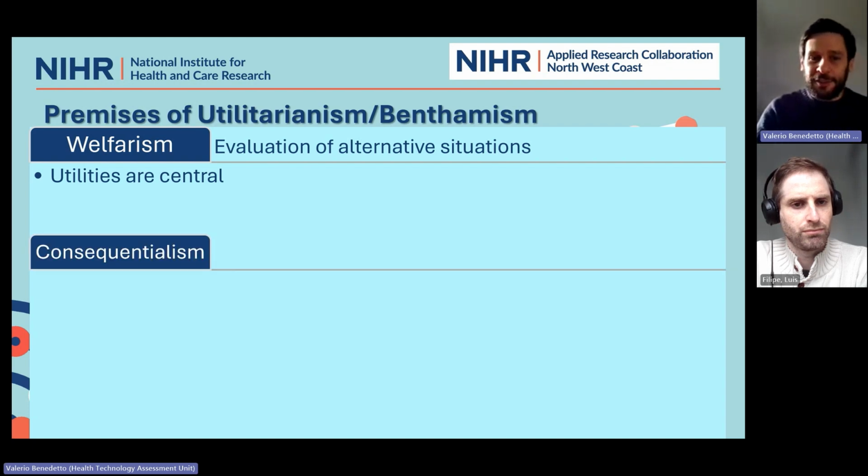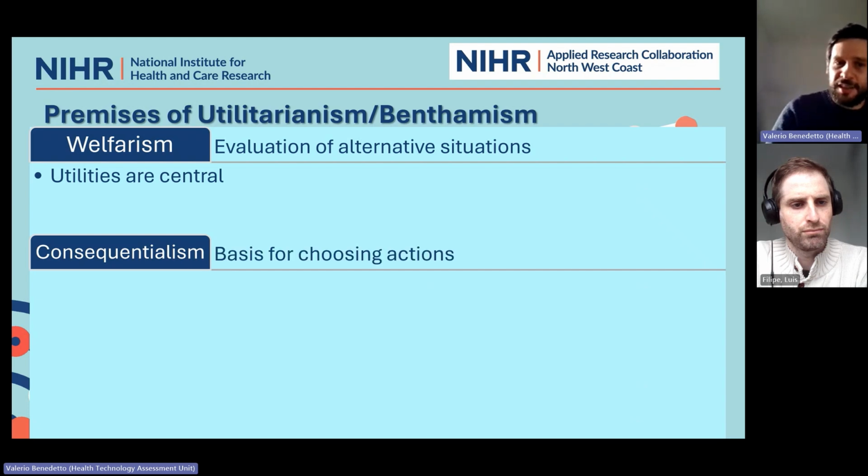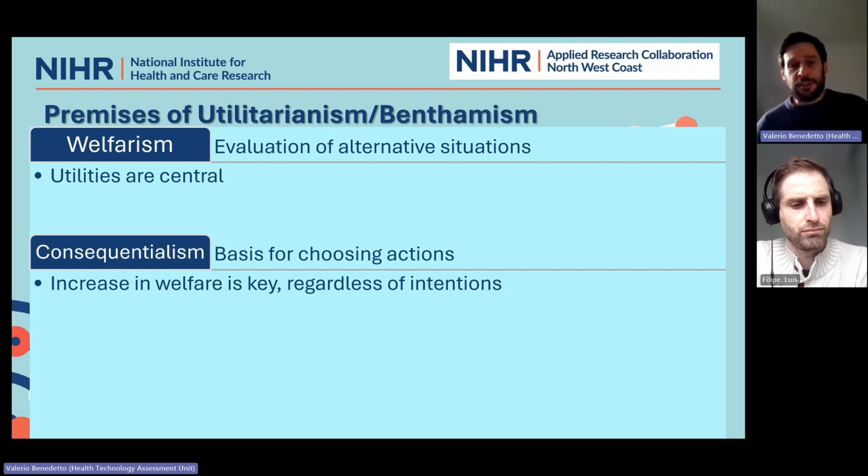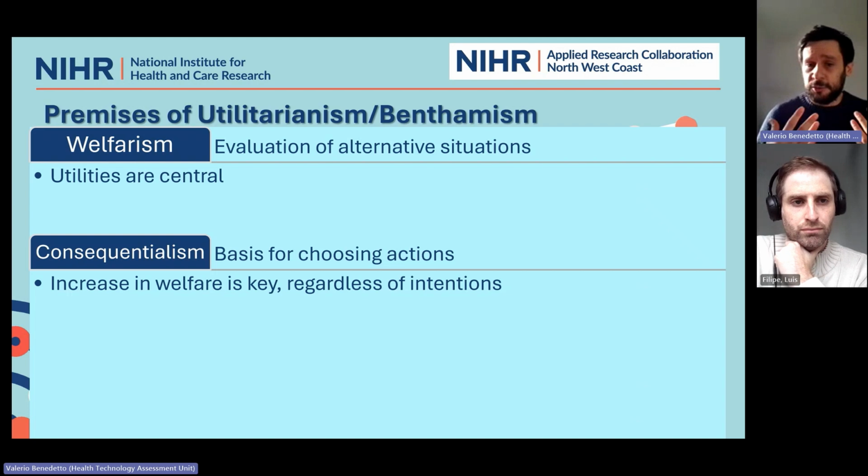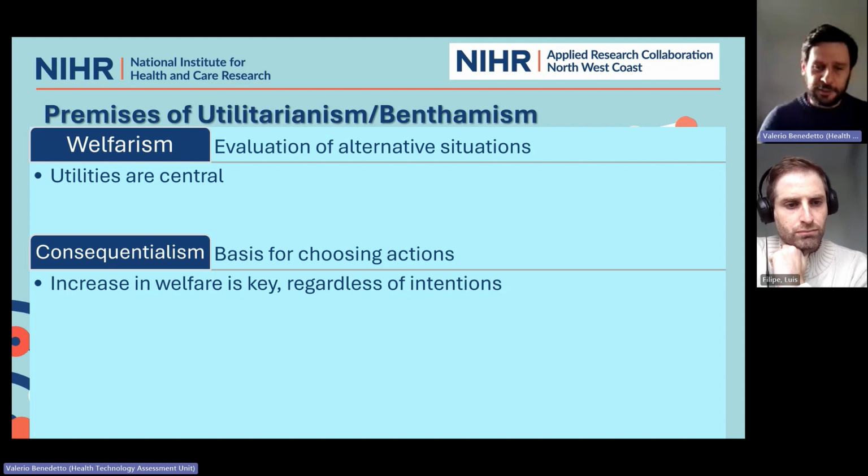The second big word here is consequentialism, which is the basis for choosing actions. It is linked to the first concept of welfarism. And what we mean with consequentialism is that an action is only going to be relevant if it has consequences in terms of increasing welfare. So regardless of the intentions or the circumstances where this action arose from, the important thing is if it's increasing welfare, then it's good. And if it's not increasing welfare, it's not good. Okay?